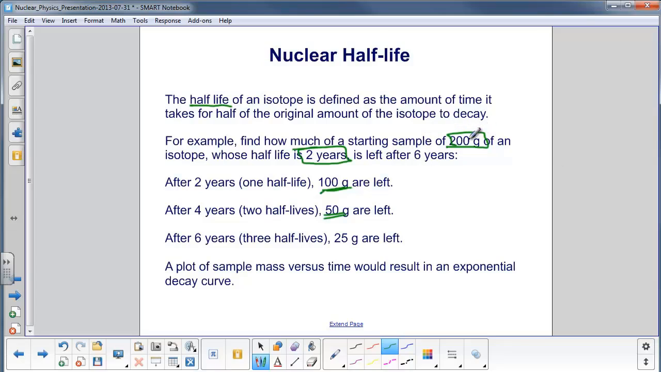So, the answer is, after 6 years, 3 half-lives have gone by. Each time you cut this in half. So it went from 200 to 100 to 50 to 25, and you have 25 grams left of this radioactive isotope. And if you were to plot it on an axis, where up here you started at 200 grams, it would follow an exponentially decaying curve like that.